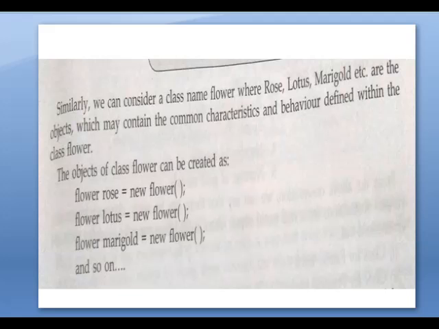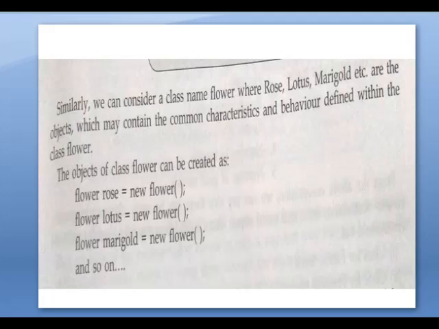So similarly, we can consider a class named flower, with rose, lotus, marigold, etc. as the objects, which contain the common characteristics and behaviors defined within the class flower. Flower is the class, and rose, lotus, and marigold are the objects. Here we are creating new objects of the class flower. So this is a class, this is an object, this one is the operator, and this one is the constructor. These are examples of how to create an object for a class.